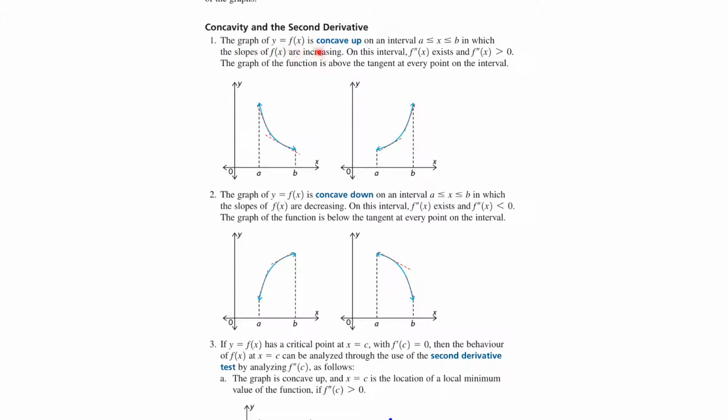The graph of y equals f of x is concave up on an interval x greater than or equal to a, less than or equal to b, in which the slopes of the tangent lines to the graph of f of x are increasing. On this interval f double prime of x exists and is greater than 0. The graph of the function is above the tangent line at every point on the interval.